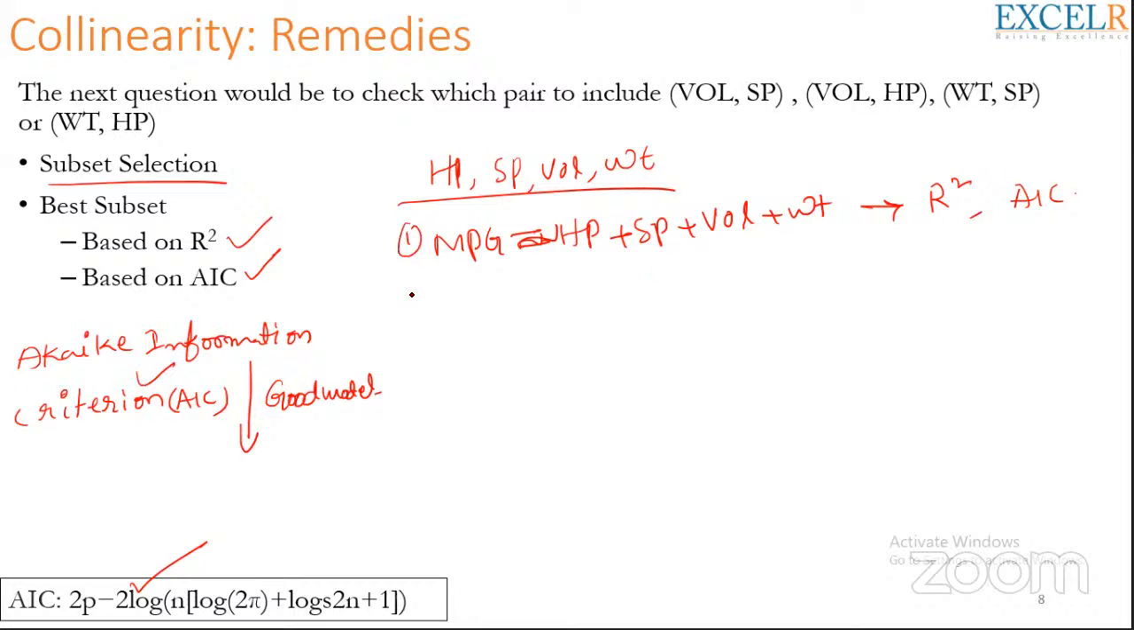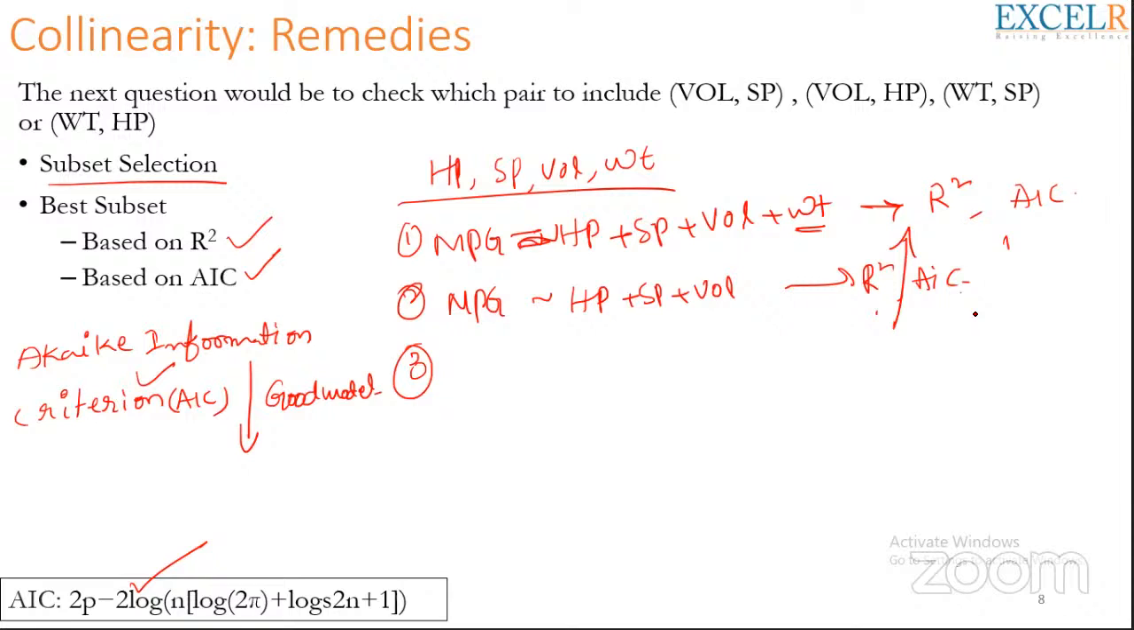So first model. Then for the second model, we take MPG, remove one variable, and again keep track of the R square and AIC value. Then repeat this for all the combinations: remove one of the variables, find out the R square value and AIC value. For whichever combination the R square value is high and the AIC value is low, that combination is the best combination and does not have the problem of multicollinearity.